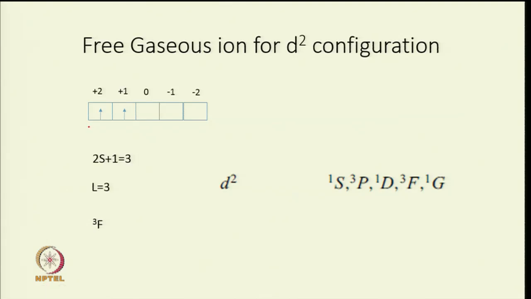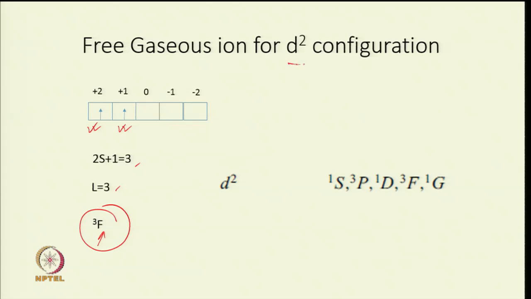For d2 configuration, you see one electron is here, another electron is here. So 2S plus 1 will be 3, and the maximum value of L will be 2 plus 1, that is 3, which corresponds to F, since 0 corresponds to S, 1 to P, 2 to D and 3 to F, and the multiplicity is 3.